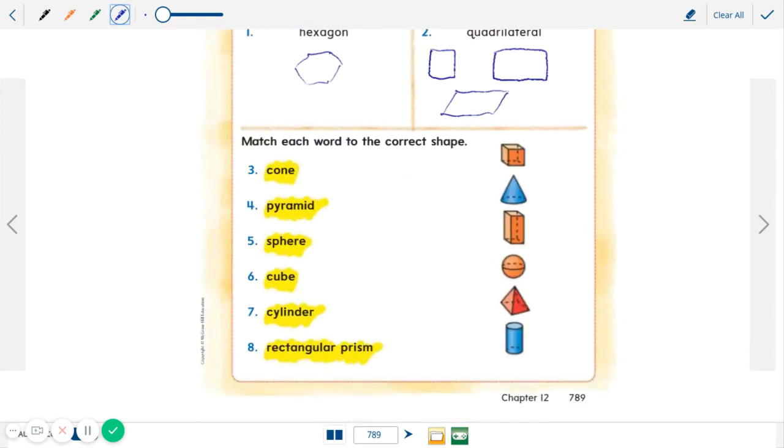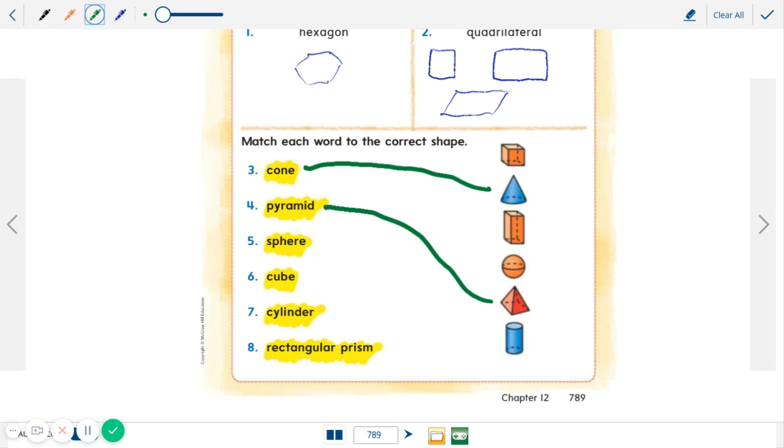Match each word to the correct shape. So for number 3, our shape is a cone. And a cone is a 3-dimensional or 3D shape that narrows to a point from a circular face. So our cone should go over here to this blue shape. Number 4 is a pyramid, and a pyramid is a 3-dimensional shape with a polygon at its base and other faces that are triangles. So it should go down here to that red shape.